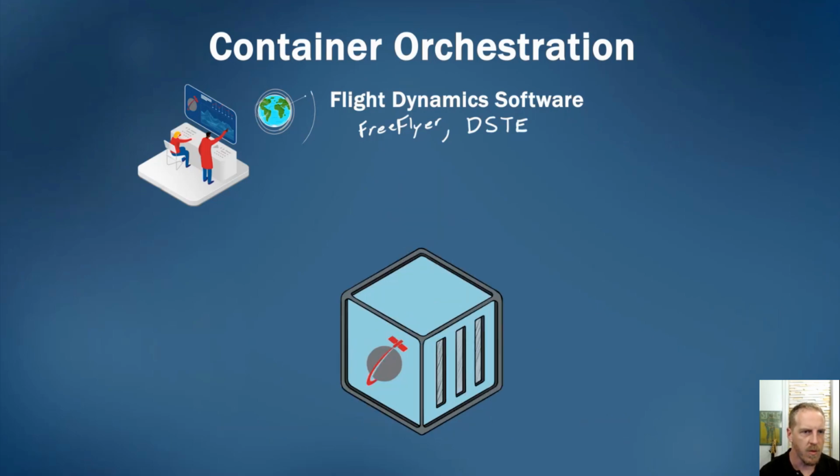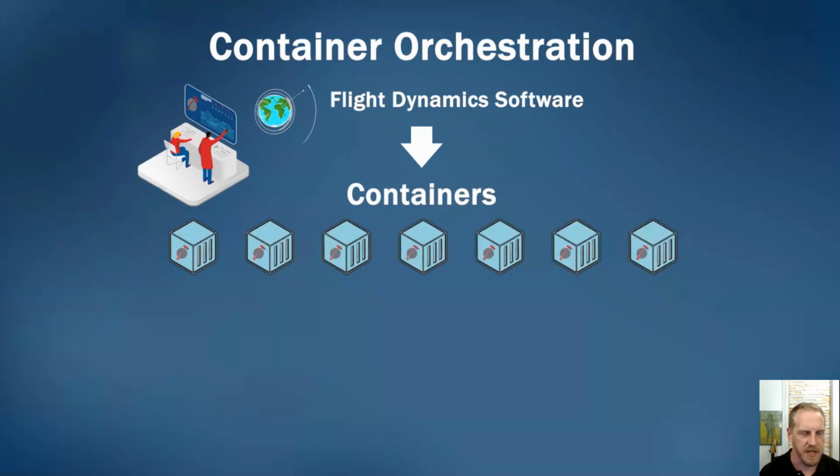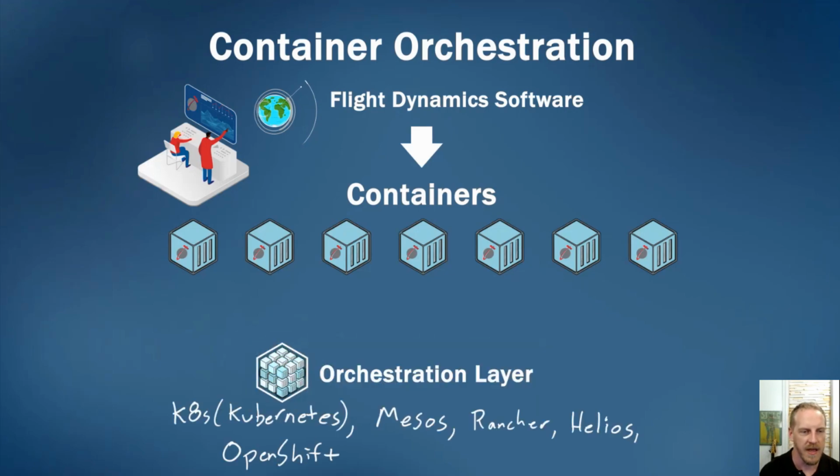So when we package up our flight dynamics software, now we have a lot of containers, and we can run all of those containers in the cloud because, again, it's a cloud native technology. And so what a cloud ecosystem will do is employ technologies like Kubernetes, Mesos, Rancher, as what's called an orchestration layer. And the orchestration layer is really responsible for running those containers. To think about it in a simple way, if containers are the software executable that your system builds, the orchestration layer is essentially the cloud operating system.